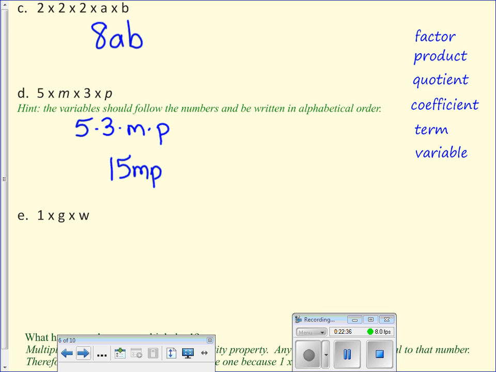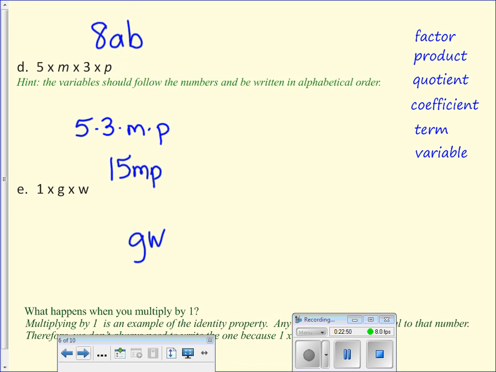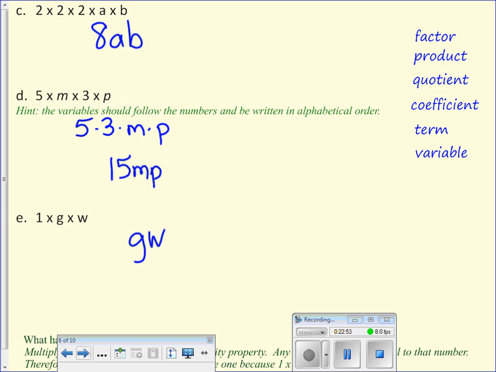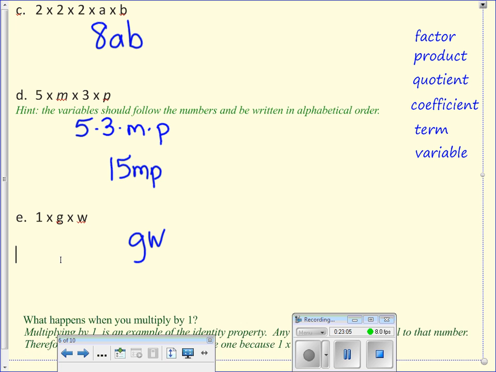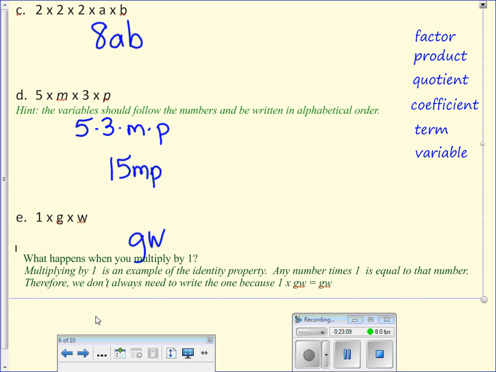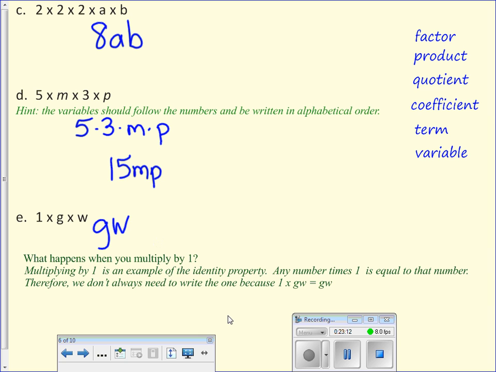What's 1 times g times w? Yeah, so what's gw times 1? gw, we get the identity back. When we multiply by 1, we get our identity back. So we don't have to put the 1 there. When 1 is your coefficient, you don't have to. We don't have to put 1 down when it's your coefficient. Okay, and I actually crossed that off on some of your quizzes, you'll see. I didn't take off points, but I did cross it off.